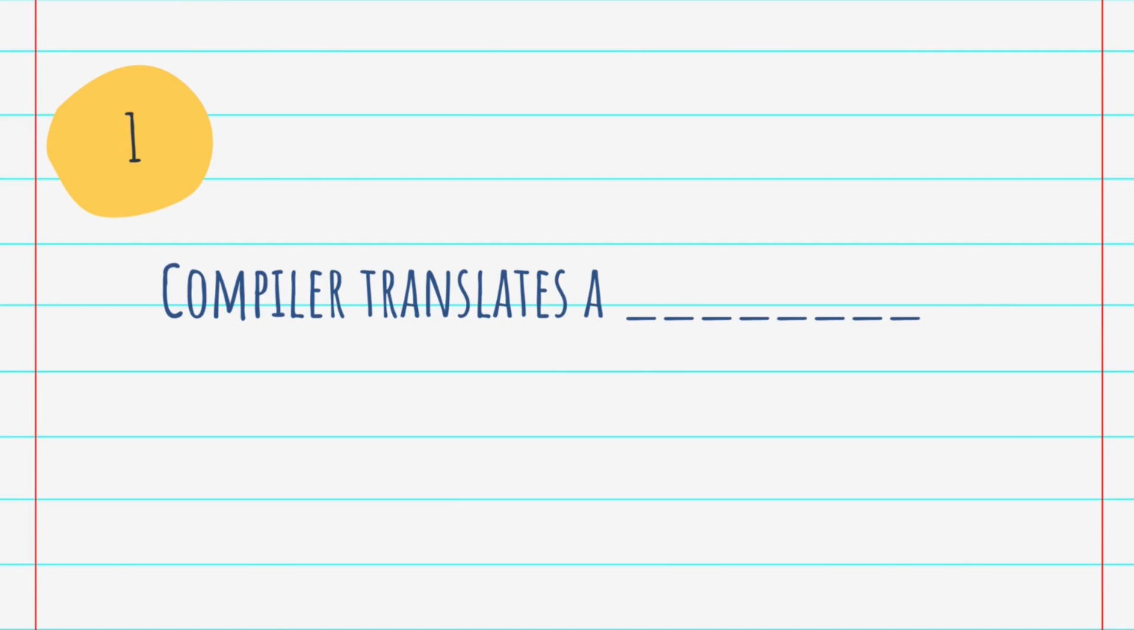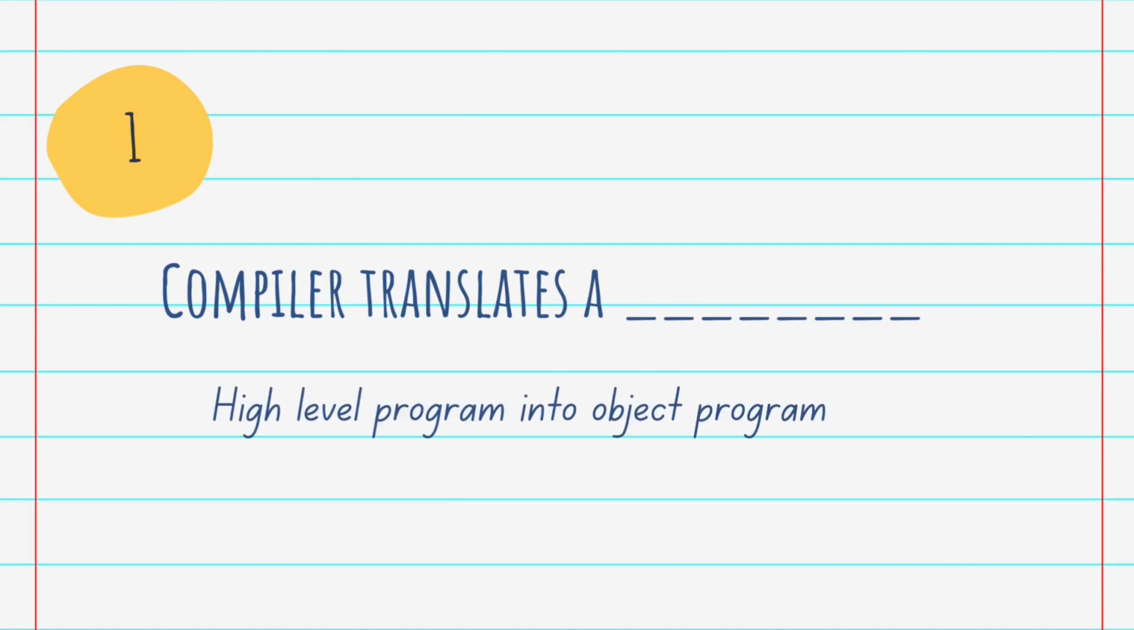So our first question is, a compiler translates a. Answer is high-level program into object program. A compiler is a translator program which translates a high-level programming language into equivalent machine language programs.